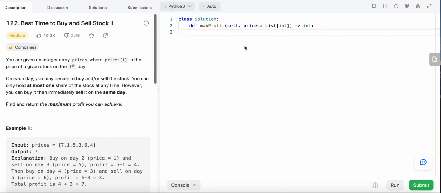So let's code it up. Basically, we need something to keep track of the total profit, and initially it's equal to 0. And then we check every element: for i in range 1 to the length of prices.